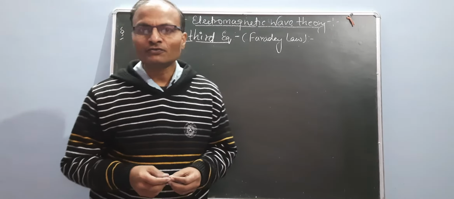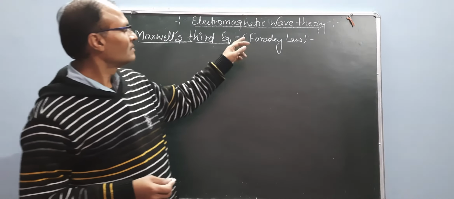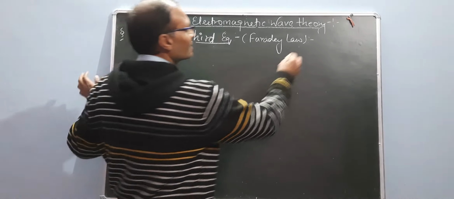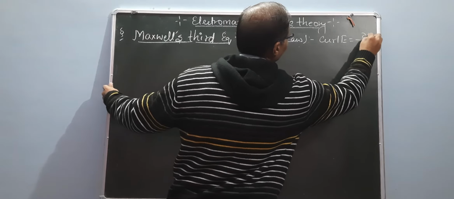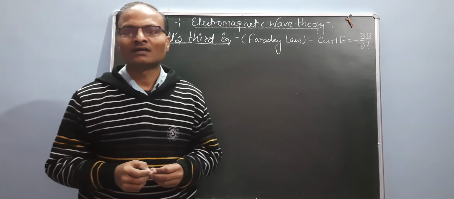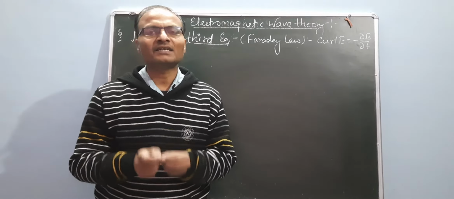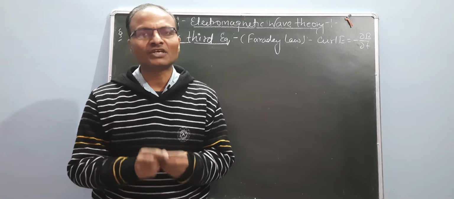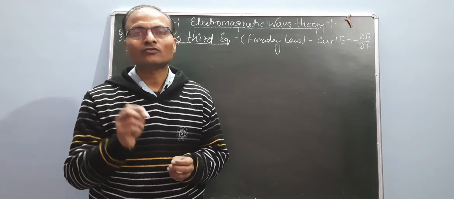Now move to another equation. This is Maxwell's third equation, represented by Faraday law. Faraday law explains curl E equal to minus dB upon dt. According to Faraday law, an EMF is induced in a circuit whose direction is negative rate of change of magnetic flux. This is the Faraday law of electromagnetic induction.